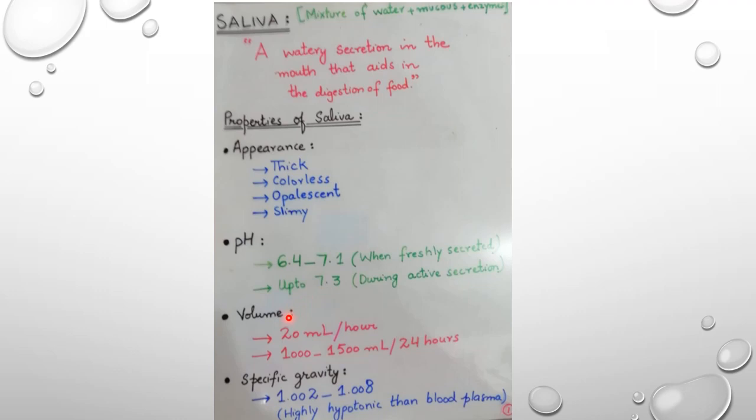Now, what is its volume capacity? In an hour, saliva can be produced up to 20 ml, and in 24 hours, the volume of saliva that is produced ranges from 1000 to 1500 ml. That means 1 to 1.5 liters. Its specific gravity is 1.002 to 1.008, which shows that this is highly hypotonic if it is compared with blood plasma.